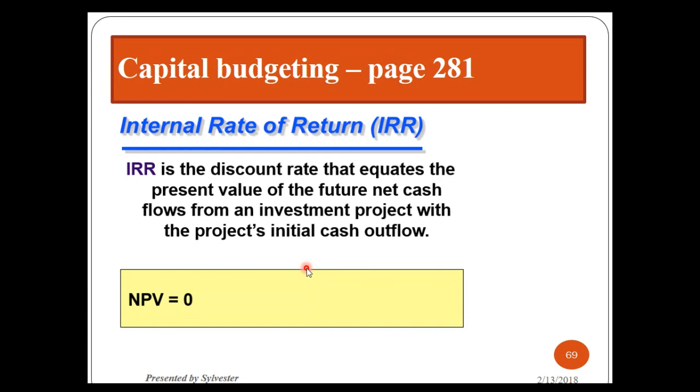This equates the present value of the future net cash flow from an investment project with the project's initial cash flow. It's where the initial investment is equal to the present value. So meaning the present value is 50,000, the initial investment is 50,000. So 50,000 minus 50,000 is zero. So the rate or the percentage that you find at that particular point in time where the present value is the same as the initial investment is referred to as what? The internal rate of return.